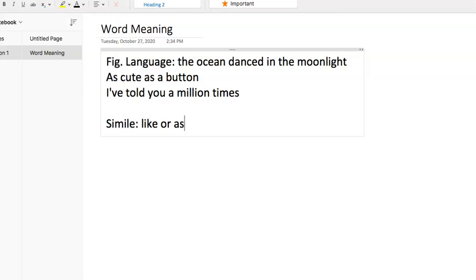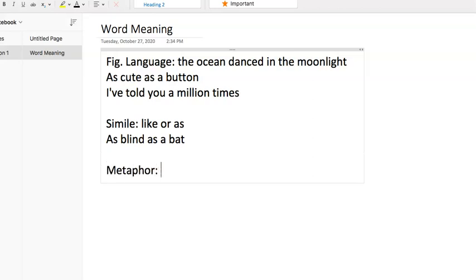So like another simile, there's a million of them, right? But as blind as a bat, right? So again, the word as or the word like, that's what we're looking for in a simile, and it's a comparison.